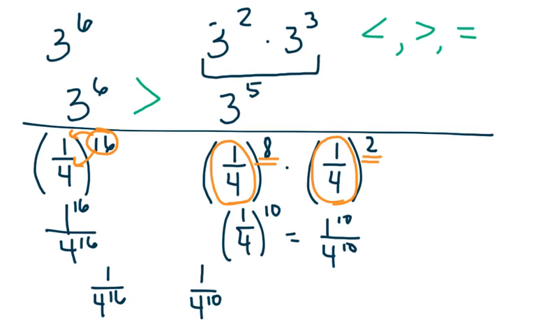Now, if we ignore the fraction and just compare 4 to the 16th and 4 to the 10th, 4 to the 16th is bigger. But when the denominator is bigger and the numerator is the same, that means the value is smaller. So the correct symbol is the less than symbol.